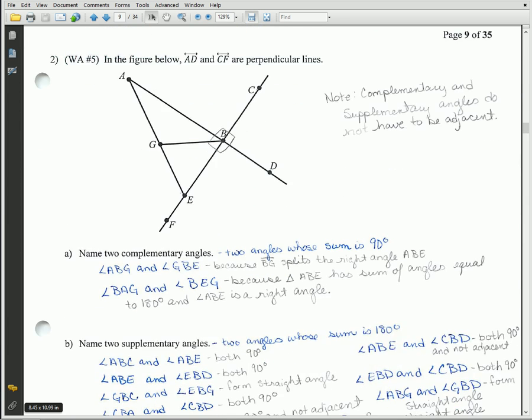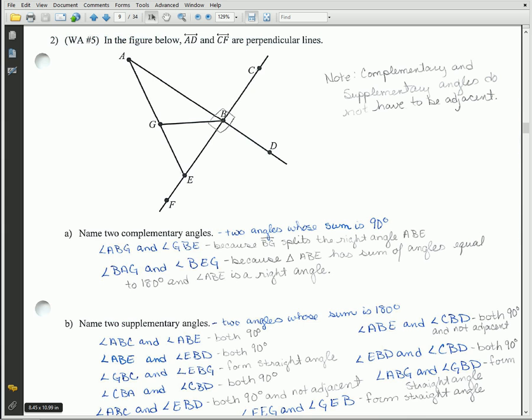All right. Number 2. In the figure, AD and CF are perpendicular. So that means that angle ABC, angle DBE, angle CBD, angle ABE are all 90 degrees. Okay? Complementary angles are 2 angles whose sum is 90 degrees. So that's ABG, GBE. 2 supplementary angles are 2 angles whose sum is 180 degrees. So that would be BEG, GEF.